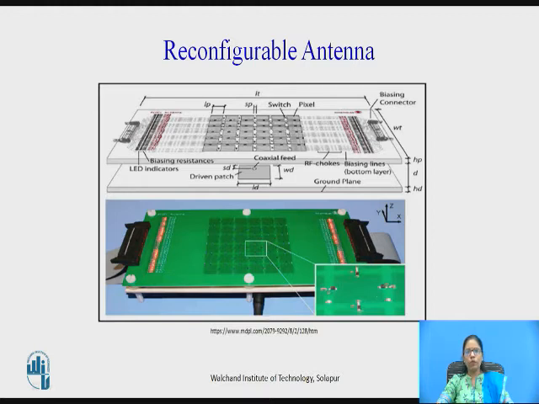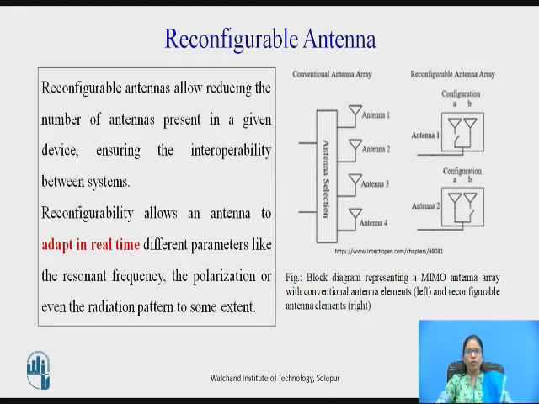So this is a simple diagram of the reconfigurable antenna. This is the actual reconfigurable antenna and its internal structure is shown here. These are different multiple antennas mounted, and how these different antennas connect to each other forms the reconfigurable antenna. A reconfigurable antenna allows reducing the number of antennas present in a given device, ensuring the interoperability between the antennas.